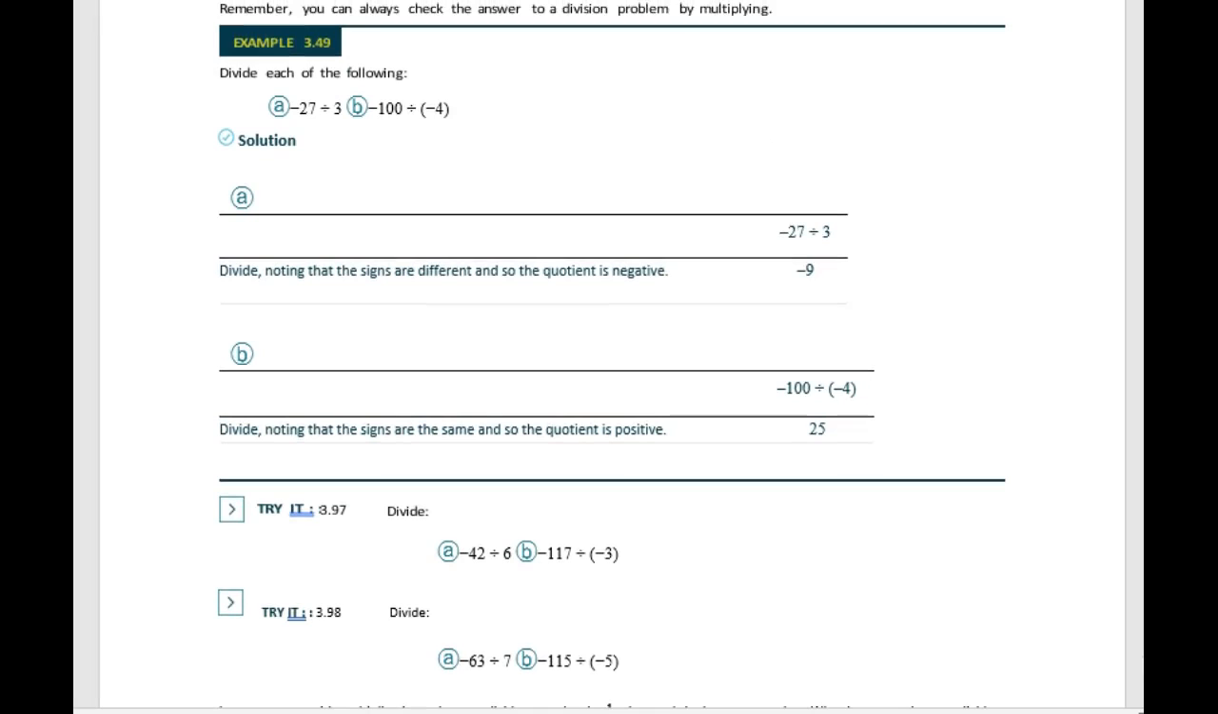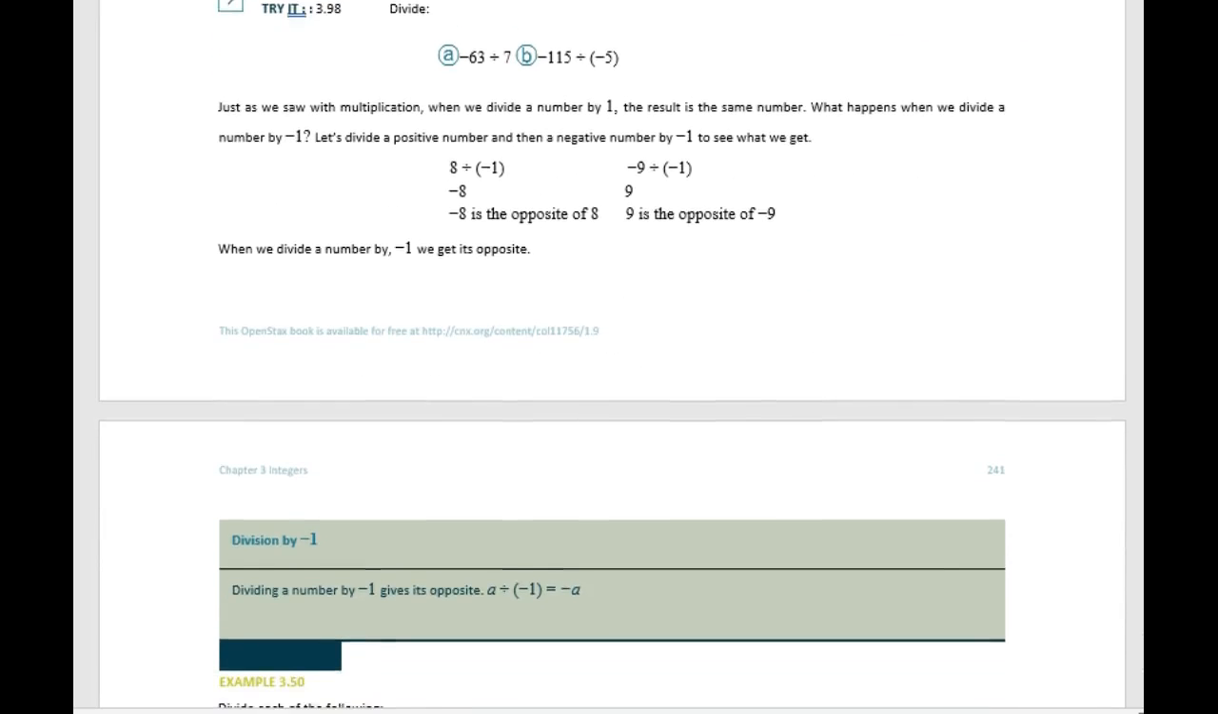Okay, so let's try this first example. So I have a negative 27 divided by 3. Well, first I see that I have a negative and a positive, so I know that my answer will be negative. And I know that 27 divided by 3 is 9. So looking at example B, I see I have a negative and a negative. Well, since both of them are the same, I know it's going to be a positive answer, and I know that 100 divided by 4 is 25. So now let's just see a couple. If you want some more examples, I have them.